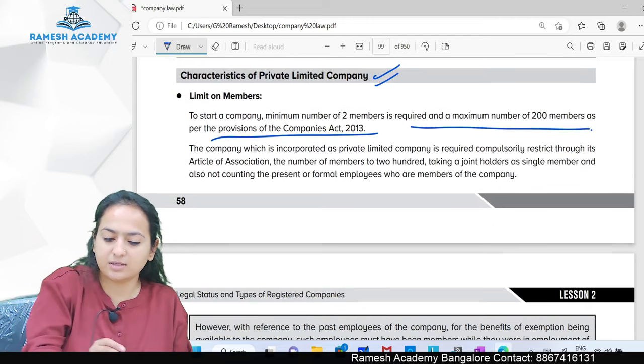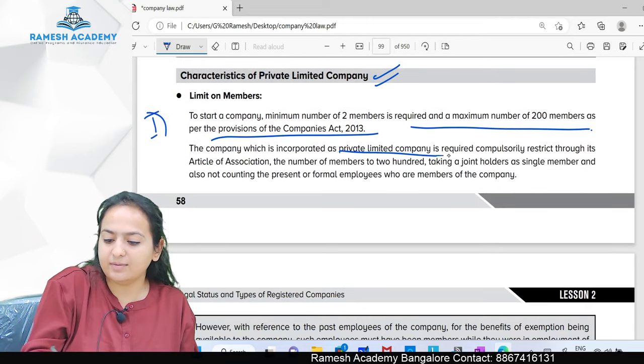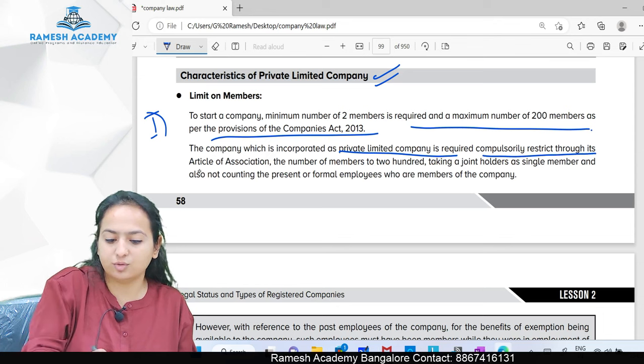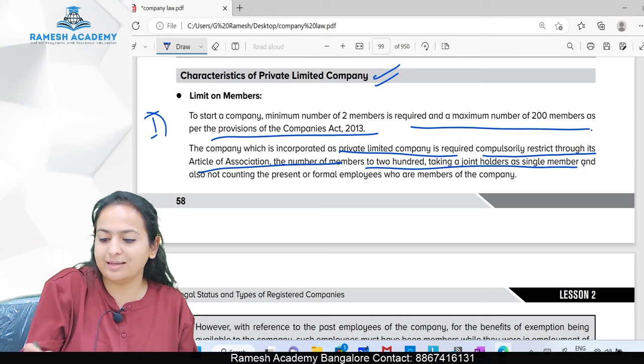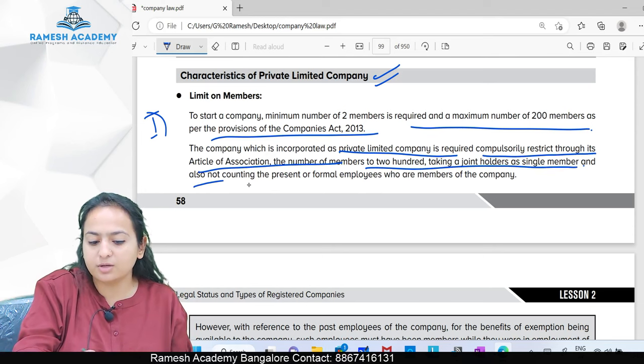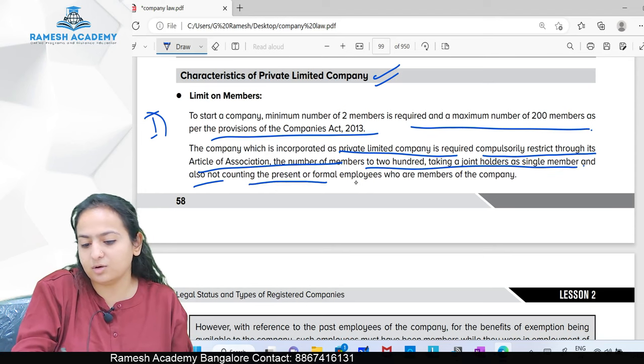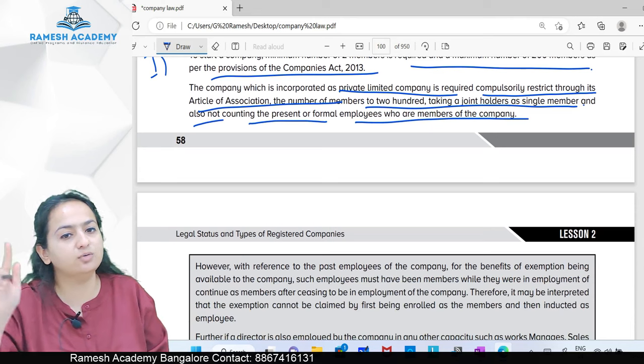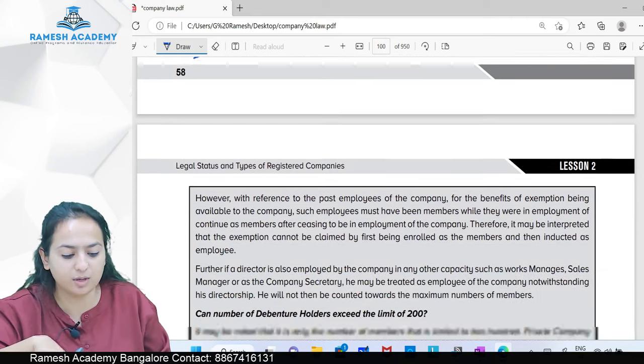A company incorporated as a private limited company is compulsorily required to restrict, through its AOA, the number of members to 200, taking joint shareholders as a single member, and not counting present or former employees who are members of the company. Those categories will not be included in the 200.